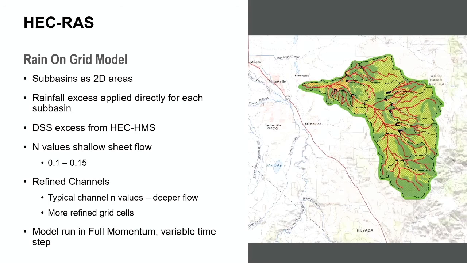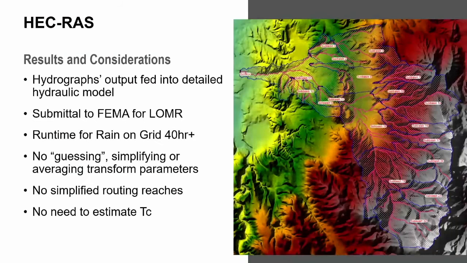And we refined the grid cells, as you can see. The red lines are break lines. We refined those cells and gave them typical N values. The model was run in full momentum with a variable time step. So hydrographs were output at each of these connections that you see here. These output hydrographs were then fed into a more detailed hydraulic model. So this model actually explicitly computed the transformation. This will be a submittal to FEMA for a letter of map revision. The runtime for that rain on grid simulation, there were a lot of cells. It's a large watershed. It's about 40 hours.